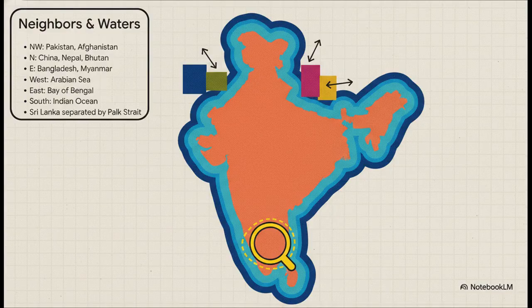Okay, let's take a quick mental tour around the borders. Up to the northwest, we've got Pakistan and Afghanistan. Moving north, there's China, Nepal, and Bhutan. And over to the east, Bangladesh and Myanmar. Now look down at the coasts. The Arabian Sea is hugging the west side, the Bay of Bengal is on the east, and the massive Indian Ocean is down south. Oh, and look closely at the southern tip. See Sri Lanka? It's not actually connected by land. It's separated by a tiny, narrow strip of water called the Palk Strait.